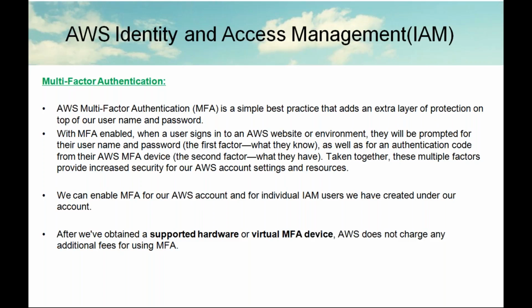With MFA enabled, when a user signs on to an AWS website, they will be prompted first for their username and password, as well as for an authentication code from their AWS MFA device, which is provided by your vendor. Taken together, these multiple factors provide increased security for our AWS settings and resources. So even if you give your username and password, it will ask for two-factor authentication. Then you have to give that authentication code, and you can log into your account.